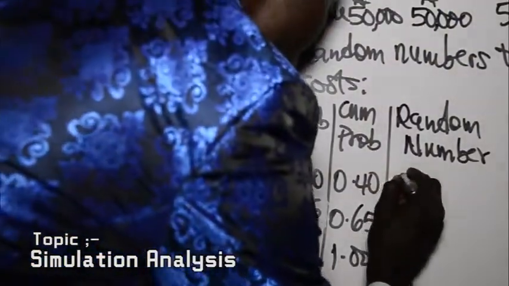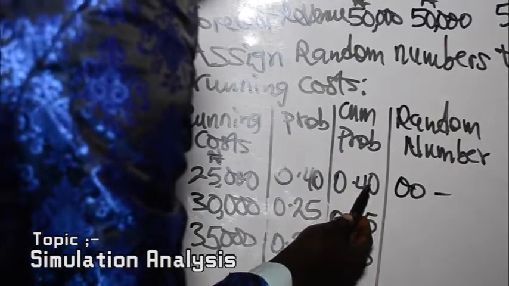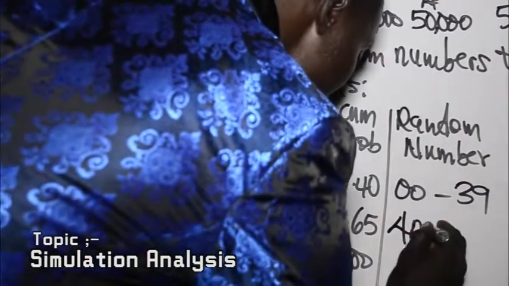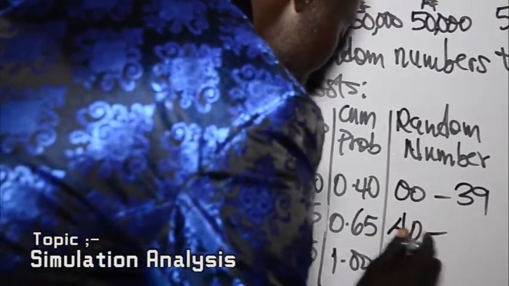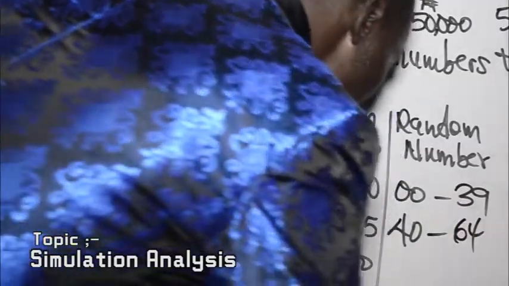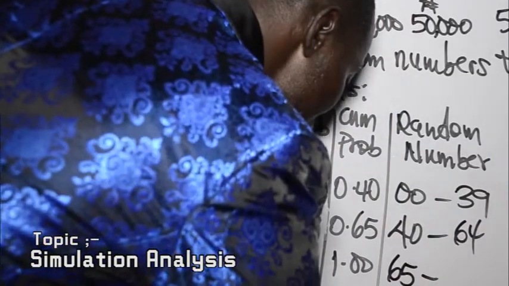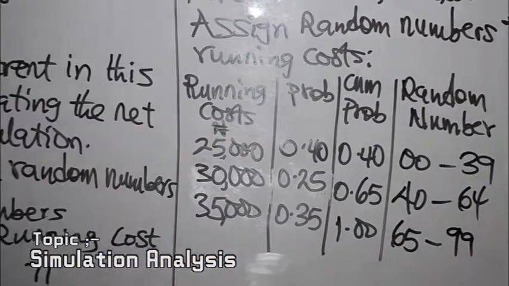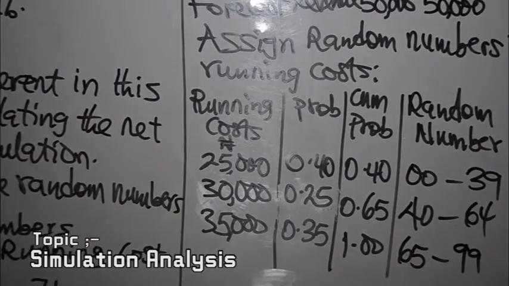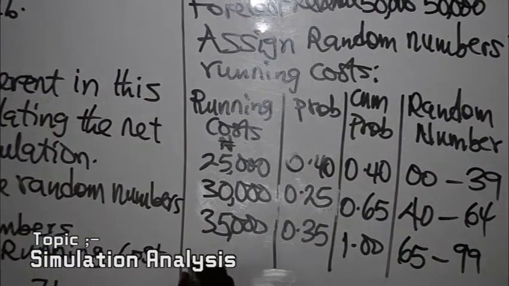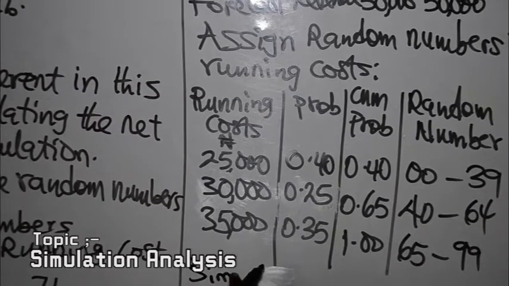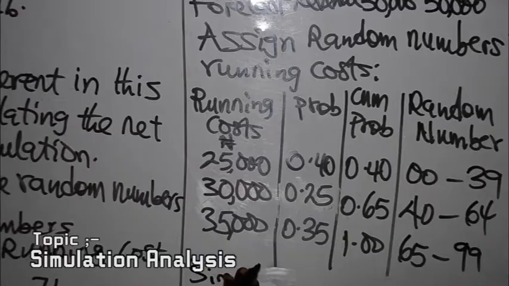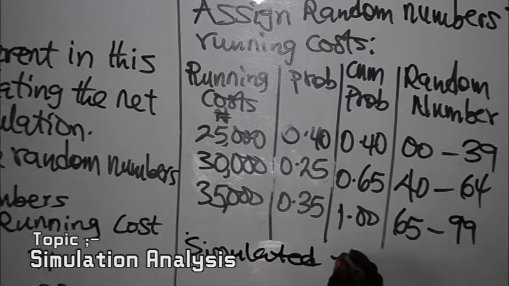You start from 0. For the first range, you decrease 40 by 1, then you have 39. The next one will start from 40. Then you reduce 65 by 1, then you have 64. The next one will start from 65. Then if you reduce 100 by 1, you have 99. Then, from this random number, you want to simulate the running cost, the forecast running cost.